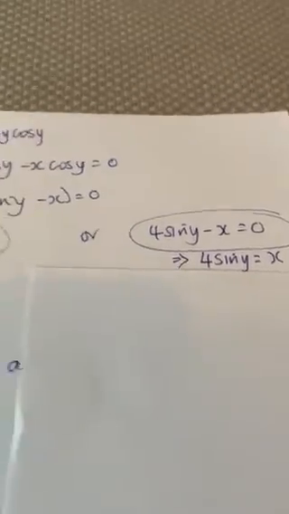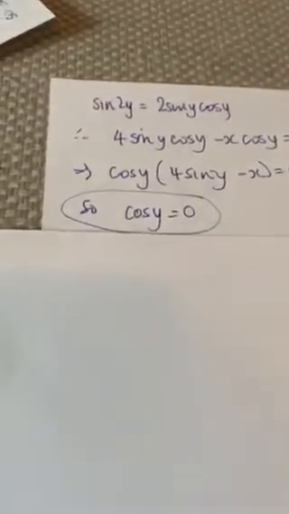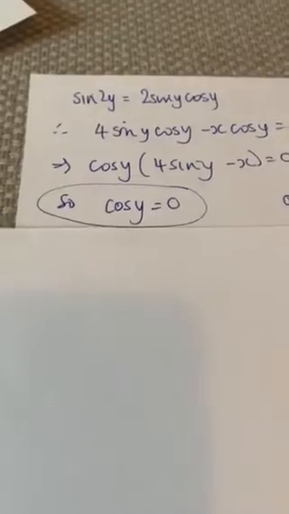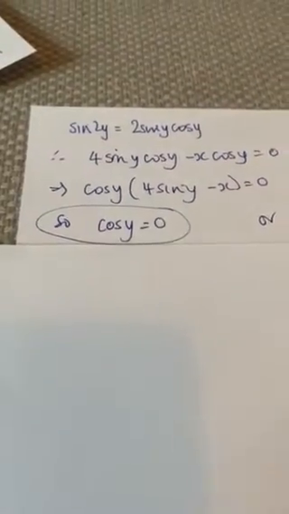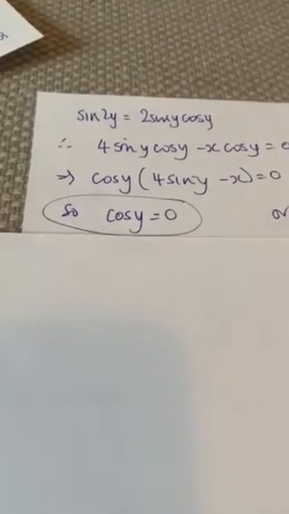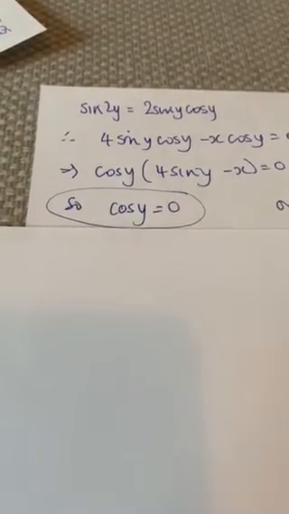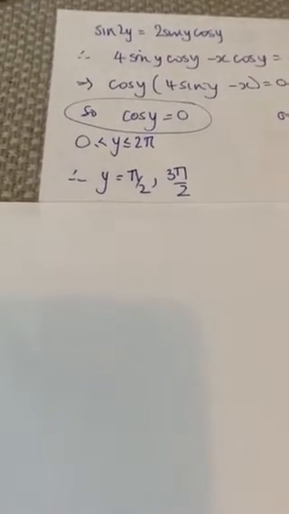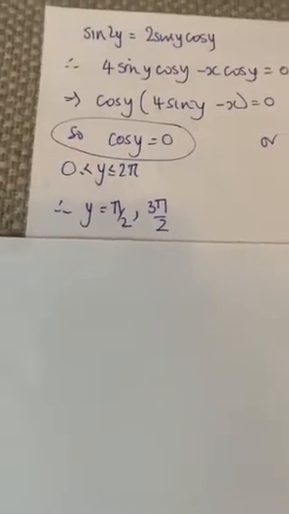I'm going to deal with this bit first, cos y equals 0. Now in the back of my head, I go back to the question and it tells me that y lies between 0 and 2 pi. That's good. But it also tells me x is greater than or equal to 0. I can't have a negative x. If I solve cos y equals 0, I end up with 2 solutions, pi by 2 and 3 pi by 2.